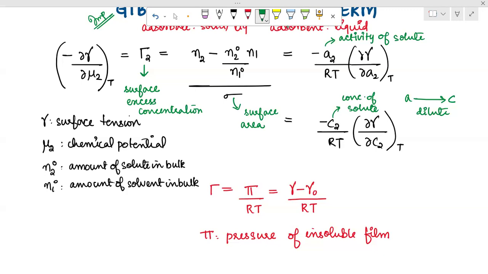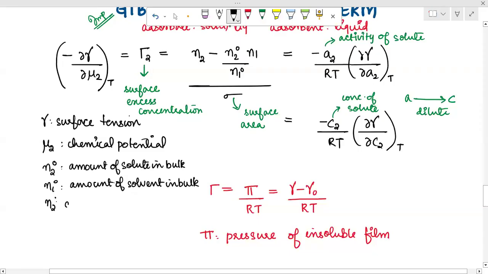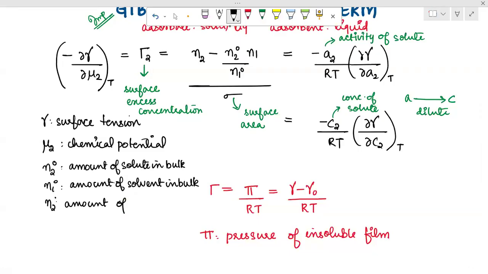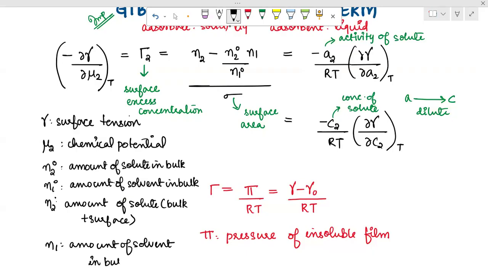Okay, so N2 is the amount of solute in the bulk. N1 naught is the amount of solvent in the bulk, and N2 is the amount of solute in bulk plus surface, and N1 is the amount of solvent in bulk plus surface. If you want the detailed videos, please check the playlist of the channel.